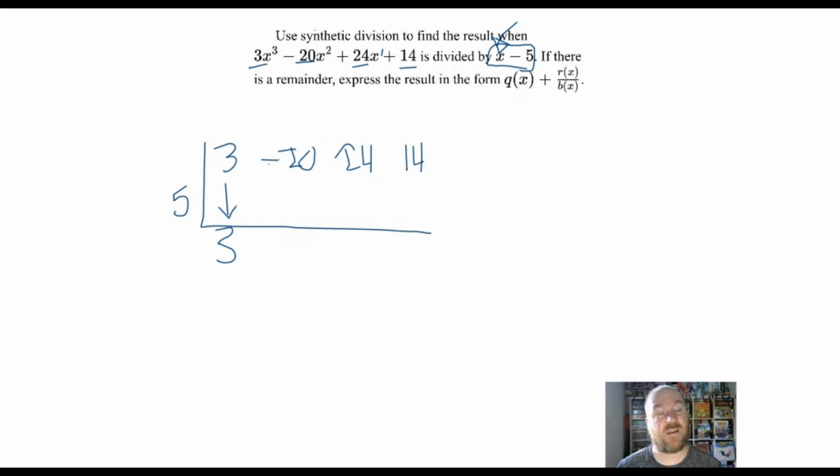Okay, and then 5 times 3, 15. And then you add negative 20 plus 15 is negative 5. So when you write a number down below, you multiply it by the number out on the left, and it always gets written in this empty space here in the next column. So the next one would be negative 5 times 5. That's negative 25. And then we add. Whenever we write a new number in a new column, we add what's there. So 24 plus negative 25 is negative 1.